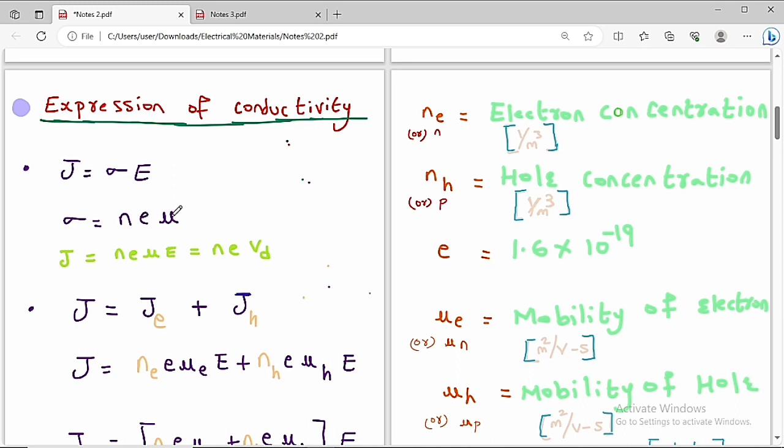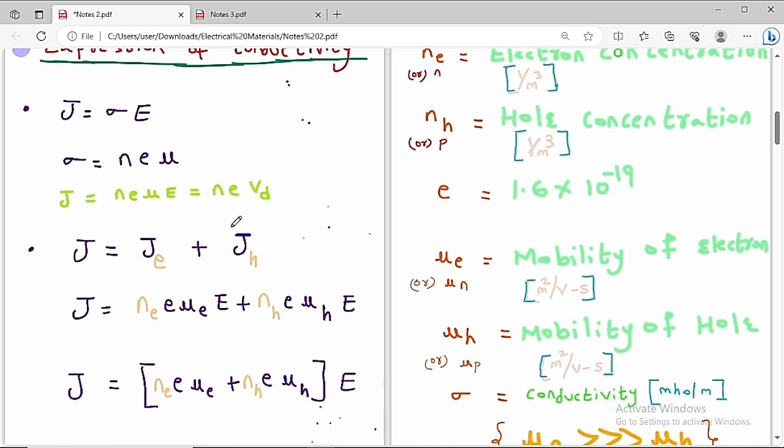mu is the mobility. And I want to tell you an important point. If we substitute the value of sigma in this equation, what are we going to get? J is equal to n into e into mu into E. Because we substitute the value of sigma in this equation, so I have got this one. And I already told you the drift velocity is equal to mu into E. What is drift velocity? It's the product of the mobility and the electric field. So what are we going to get? n into e into v_d.